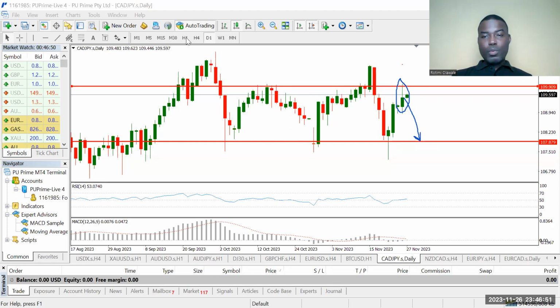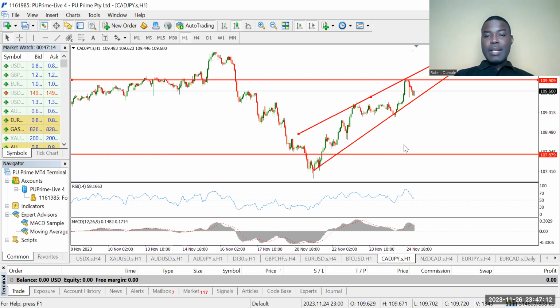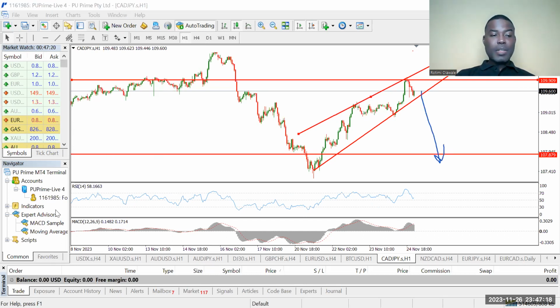But then I'll flip down to 1 hour time frame so that I can look at it at a much closer level. And I can clearly draw my trend line here and draw a second one here. So on the weekly time frame, we have a weekly resistance and support. So price hit the resistance recently, confirmed on the daily time frame with a pin bar, and on 1 hour with a rising wedge. Everything pointing to a bearish breakout on CADJPY.